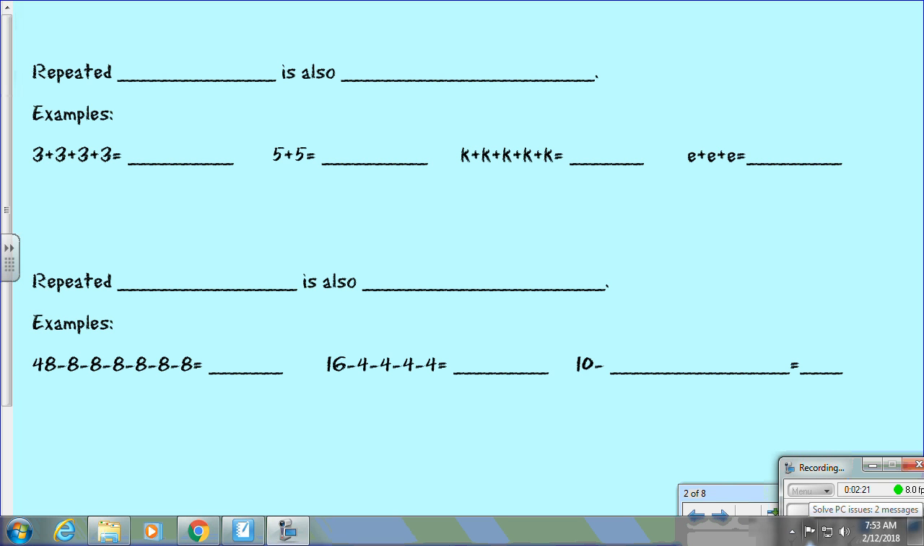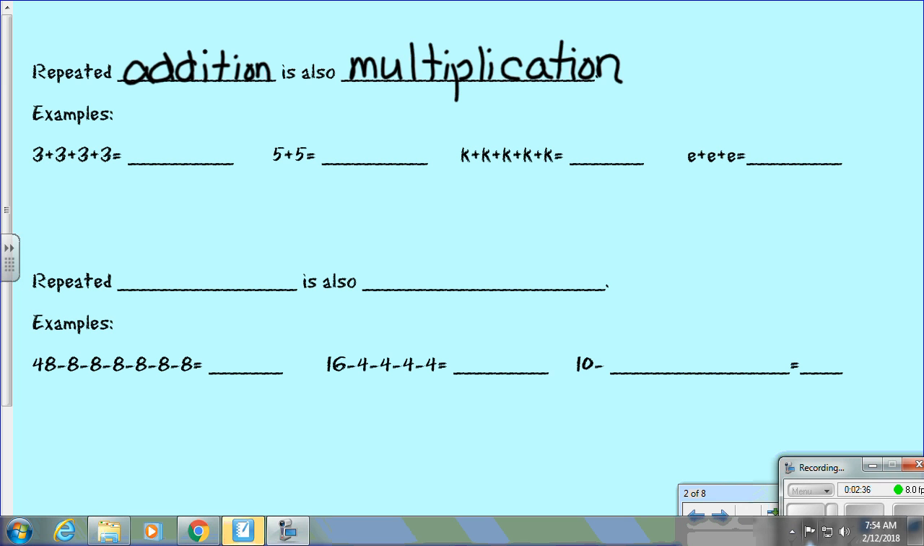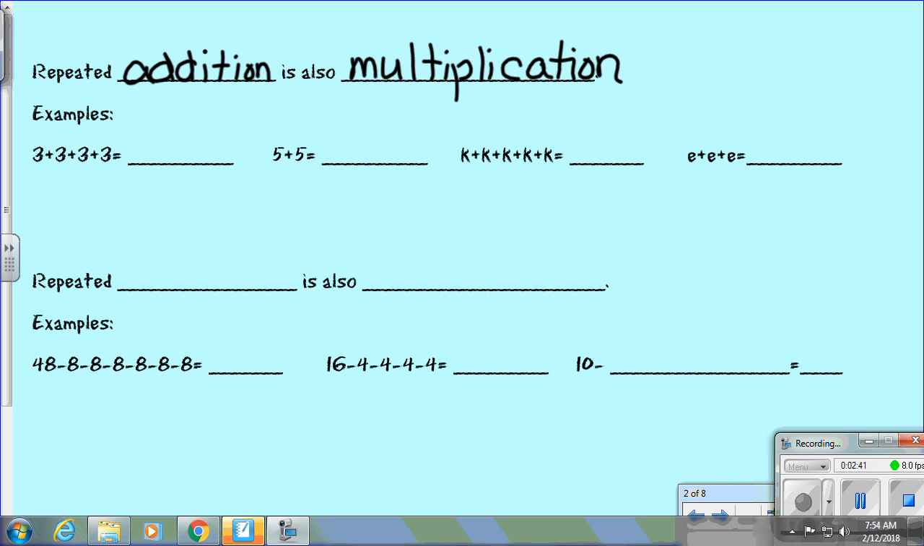Repeated addition is also multiplication. Okay, so we're going to rewrite these examples using multiplication. So 3 plus 3 plus 3 plus 3. What is another way of writing that? 3 times 4.